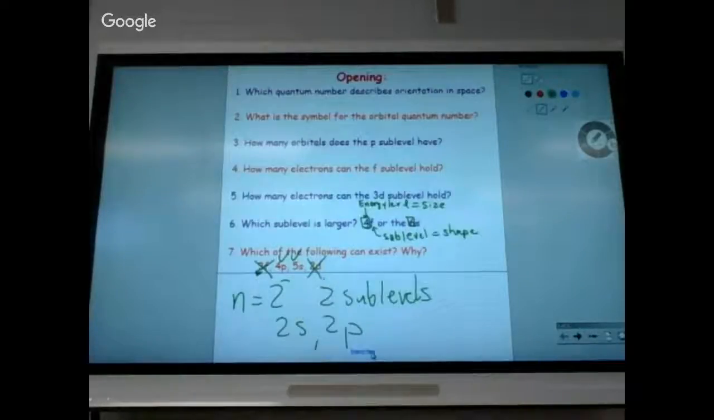All right. We start with the one that I gave you for the weekend. Name the 4 quantum numbers. What are their names?